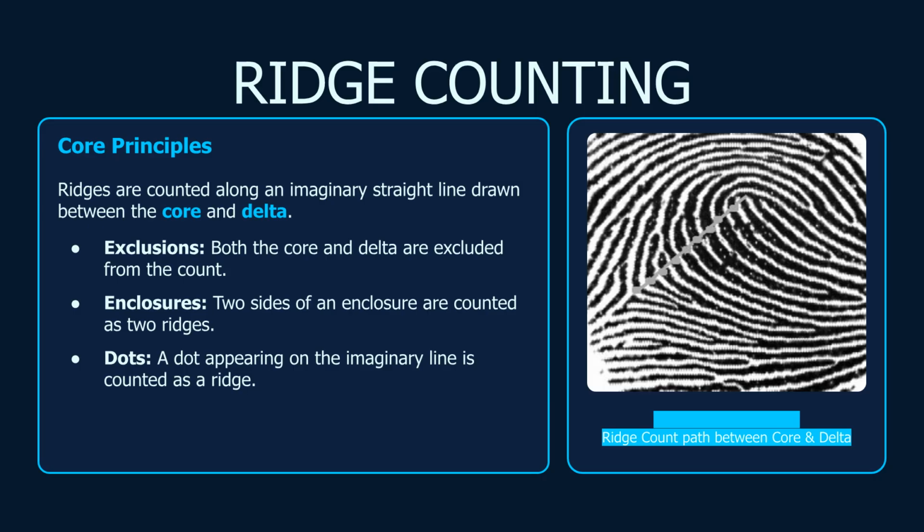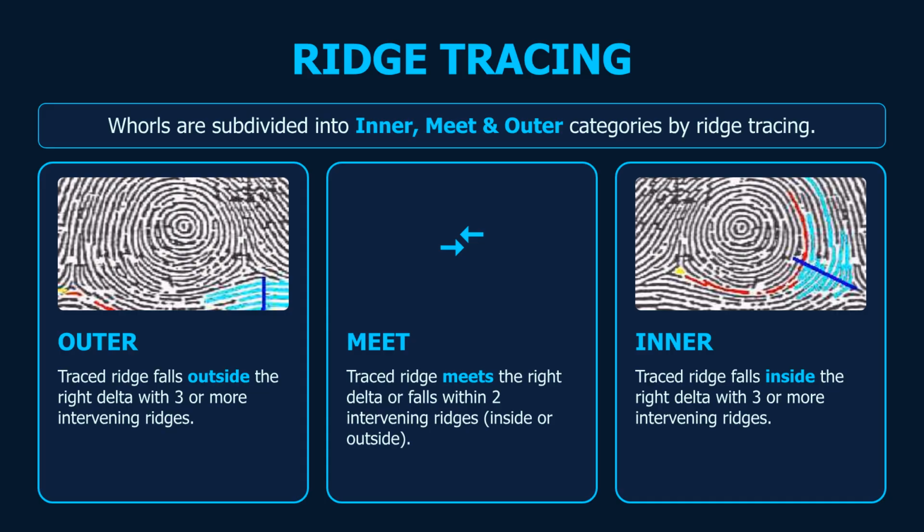The lateral pocket loop also features two overlapping loops, but the core lines are not separated by either delta. Accidentals include unusual combinations of two or more pattern types. Ridge counting is crucial for classification. Ridges are counted along a straight imaginary line between the core and delta, excluding both endpoints.